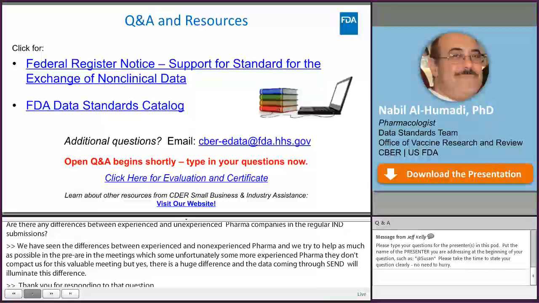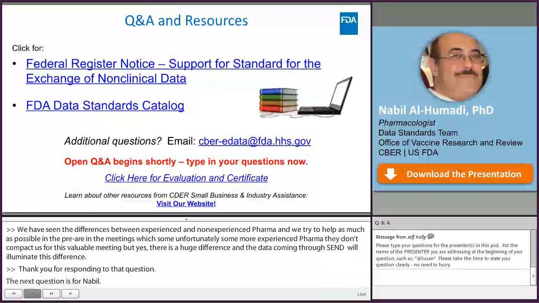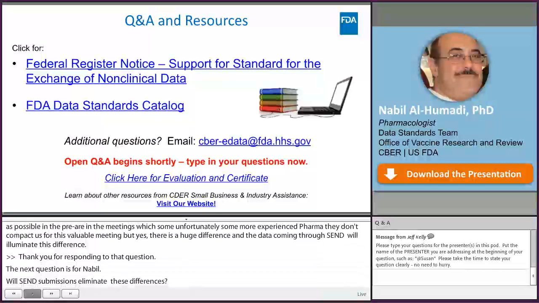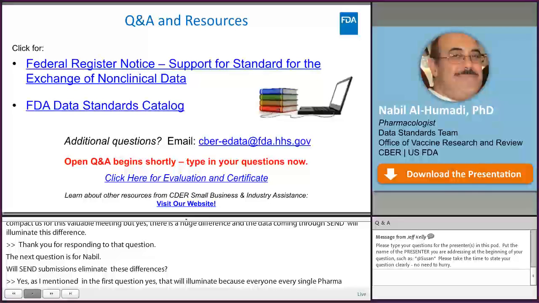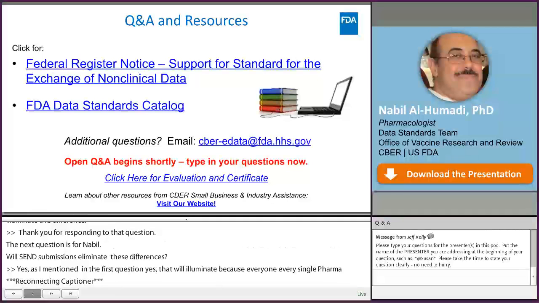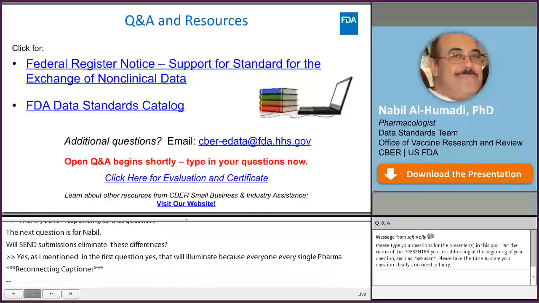Will SEND submissions eliminate these differences? As I mentioned in my response to the first question, yes, that will eliminate them, because every single pharma company will use SEND modules, and these are very clearly stated. When you use any kind of serology data in the IS domain, it will be easy for me to find this kind of information, and I know where it is going to be located. So when it is standardized, it will definitely eliminate these differences.